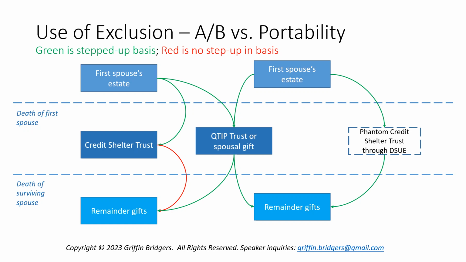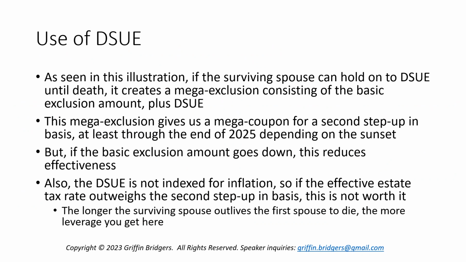So how do we get that? How do we get to this outcome, assuming too that the QTIP trust in the middle is included in the surviving spouse's gross estate and also gets a step up in basis and doesn't itself become a credit shelter trust equivalent? So ultimately, what the portability election does is it creates kind of a mega exclusion amount in the hands of the surviving spouse, consisting of the basic exclusion amount plus the DSUE. And as we'll reintroduce later, that could include multiple DSUEs potentially depending on gift tax use.